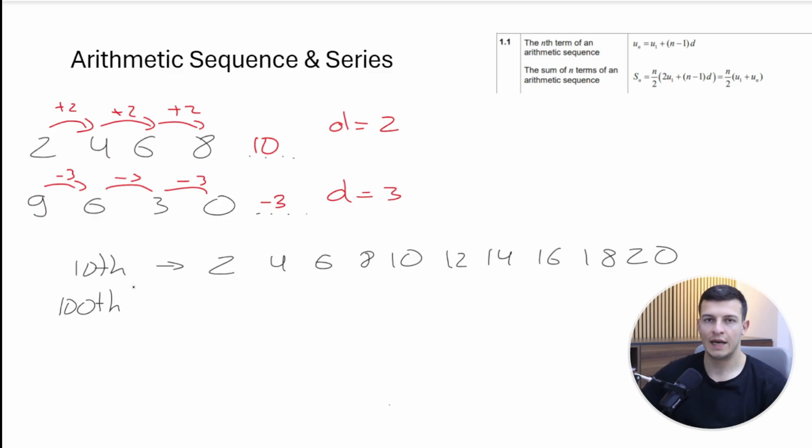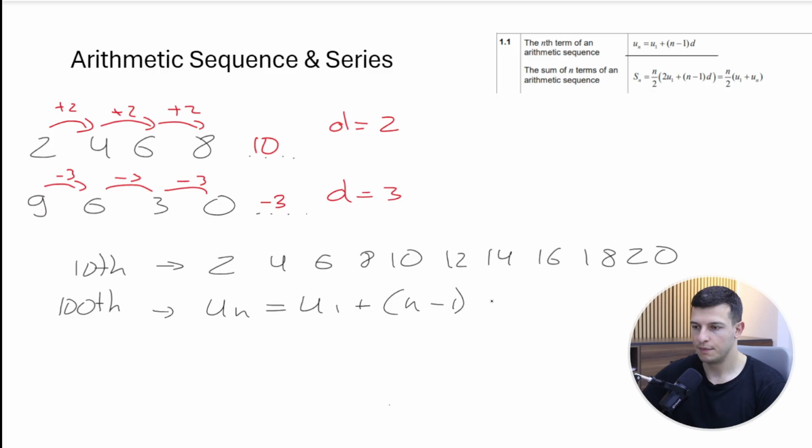So what do we have for this type of cases? We have a formula, as you can see here on the top, and it's called the nth term of an arithmetic sequence. Okay, that means to find the nth term, meaning the 100th term, we can use this formula. So let's explore this formula. What do we have here? We have u_n is equal to u_1 plus (n minus 1) times d.